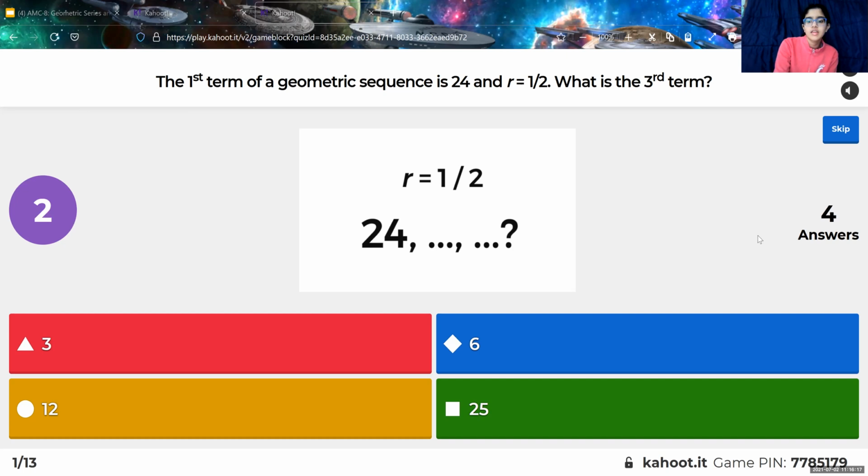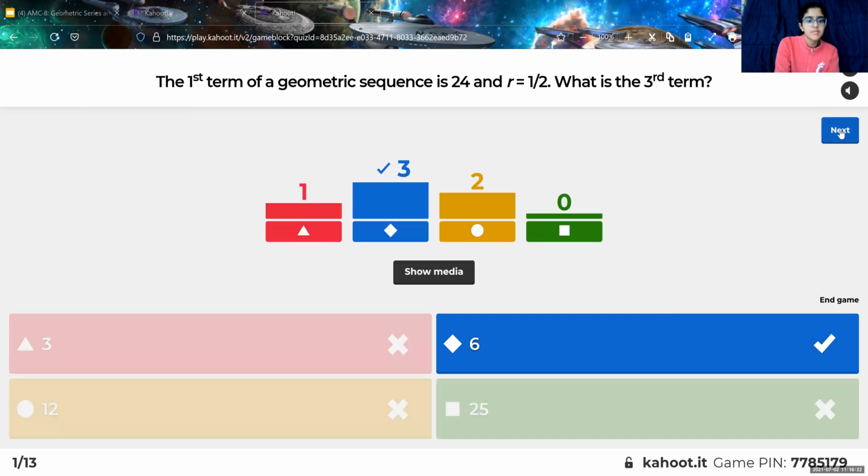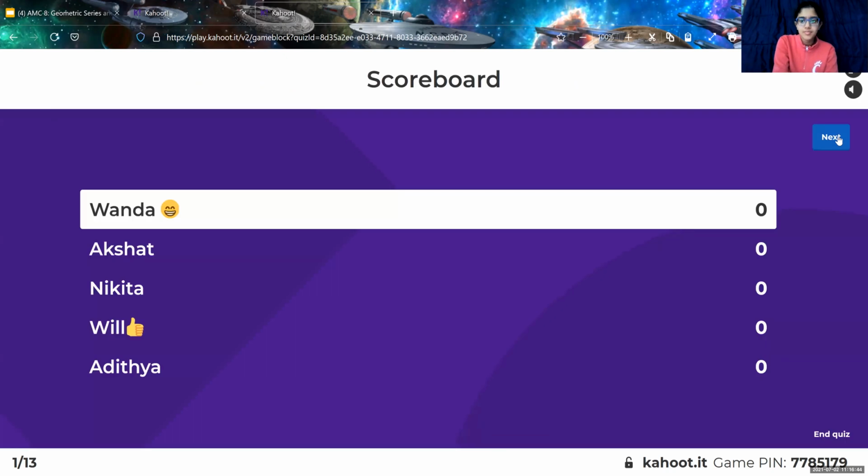So, okay, there are 4 answers. And there are 5 answers, so 5 people, I think. So the answer would be 6, right? Wait, sorry. You would multiply by 1/2 2 times, right? Because the first term is 24, then you get 12 for the second term, then you get 6 for the third term. I misspoke earlier. I said 3 times. It would be 2 times. Remember, the nth term is the ratio to the power of n minus 1 multiplied by the first term.